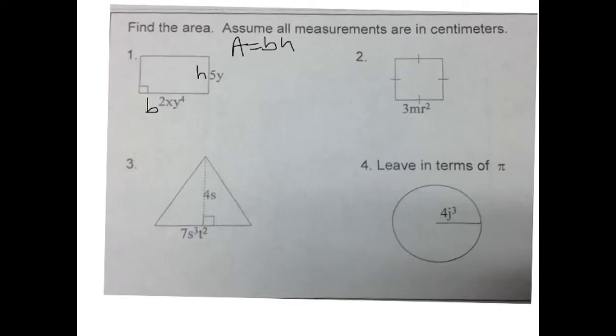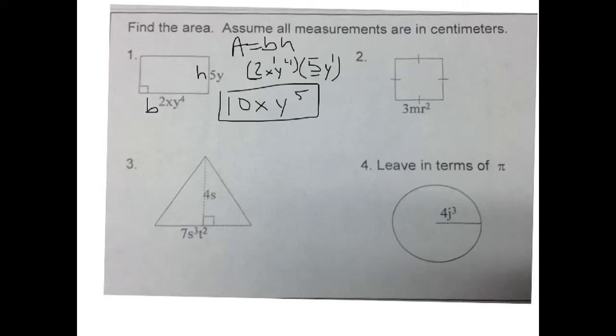So we plug in. Our base is 2x y to the fourth, and our height is 5y. And so this is a multiplication problem, so we'll use our multiplication rules from last class period, where we just multiply the numbers. 2 times 5 is 10, and with the letters we add exponents. So this is x to the 1, there are no other x's, so that stays x to the 1. This is y to the 4, and y to the 1. 4 plus 1 is 5, so y to the 5th. And this is our answer for that area.